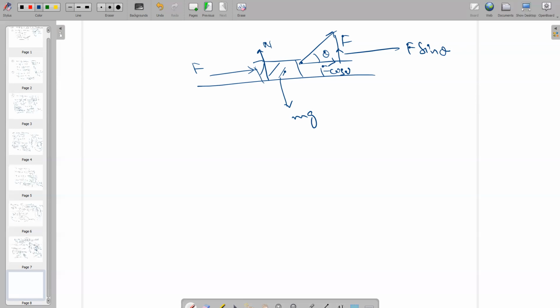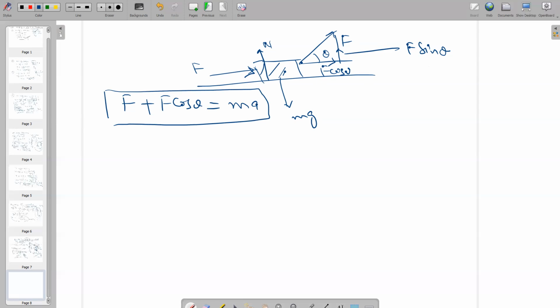Now I want to write the equation. This plane is horizontal. It is not making any angle. So when you write the equation, this F is in this direction, plus F cos theta is also in the right direction, is equal to net force. Net force means ma. This is one equation.